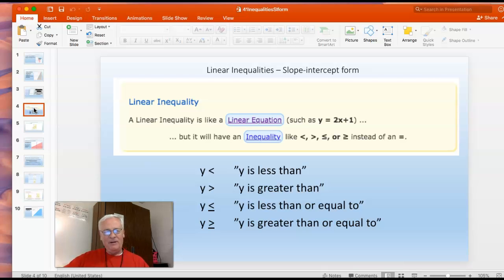Guys, a linear inequality, what's that? It's just like a linear equation, except instead of the equal sign, you have an inequality sign. Greater than, less than, or less than or equal to, or greater than or equal to, the ones that have the line underneath the inequality sign. That's an inequality. In other words, the solution can be greater than or less than or equal to.